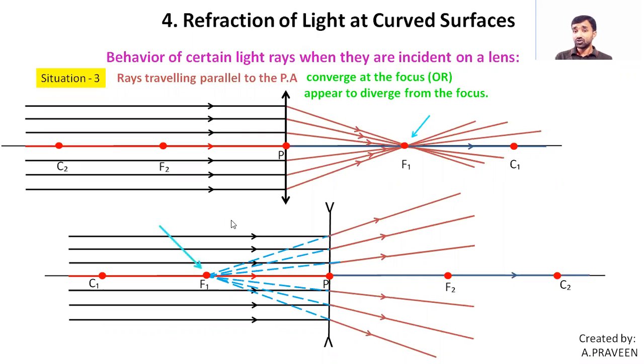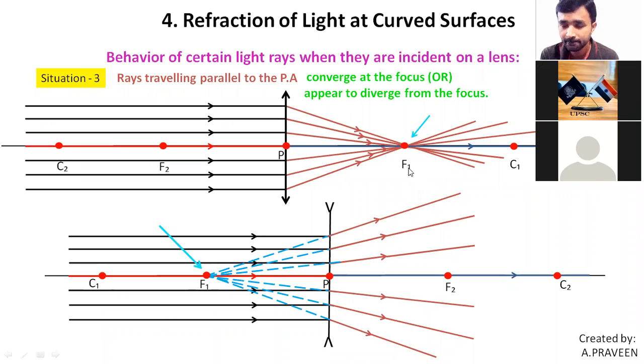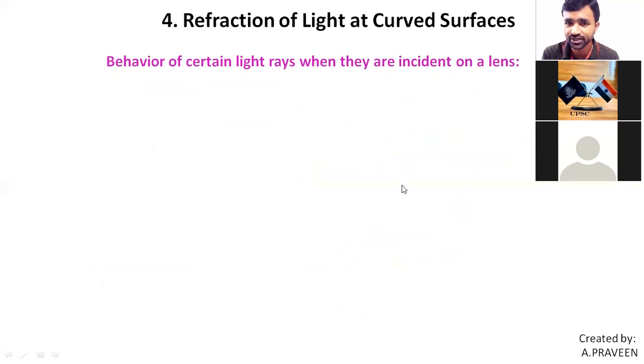Is it clear? So here, rays parallel to the principal axis may converge at the focus or appear to diverge from the focus. This is the generalization I gave you. Depending on the lens, you can select whether it is converging or diverging. Is it clear? Then we'll go for the next situation.